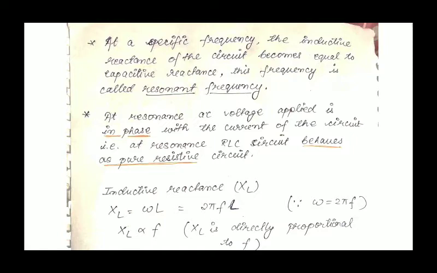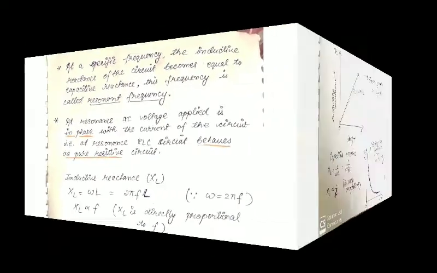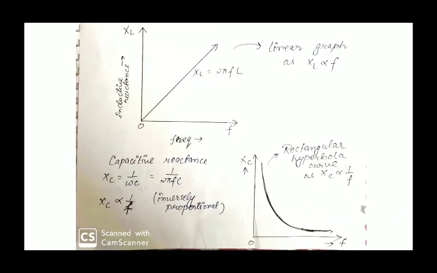Inductive reactance XL is given as XL equals omega L, where omega is the angular frequency given by omega equals 2 pi f. So XL equals 2 pi fL. That implies that XL is directly proportional to the frequency. So if we plot the graph between XL and frequency, with XL on the y-axis and frequency on the x-axis, we'll get a linear curve as XL is directly proportional to frequency.